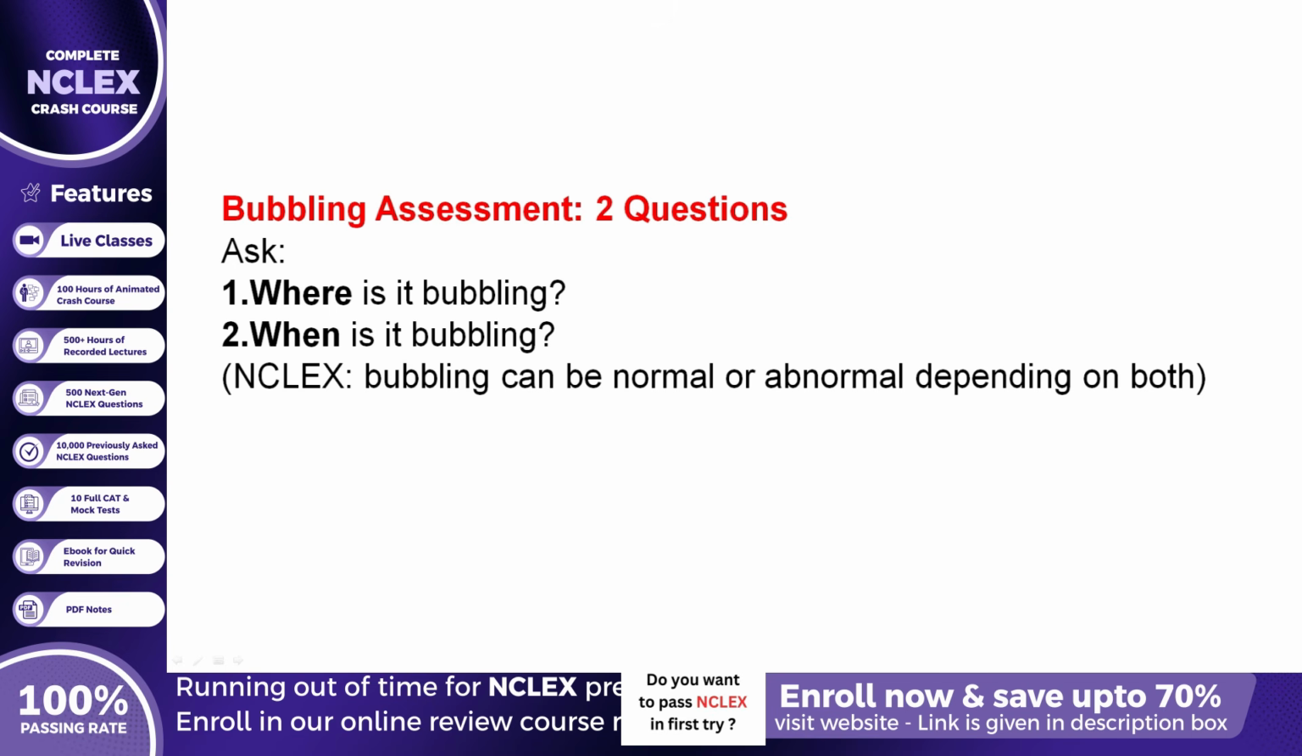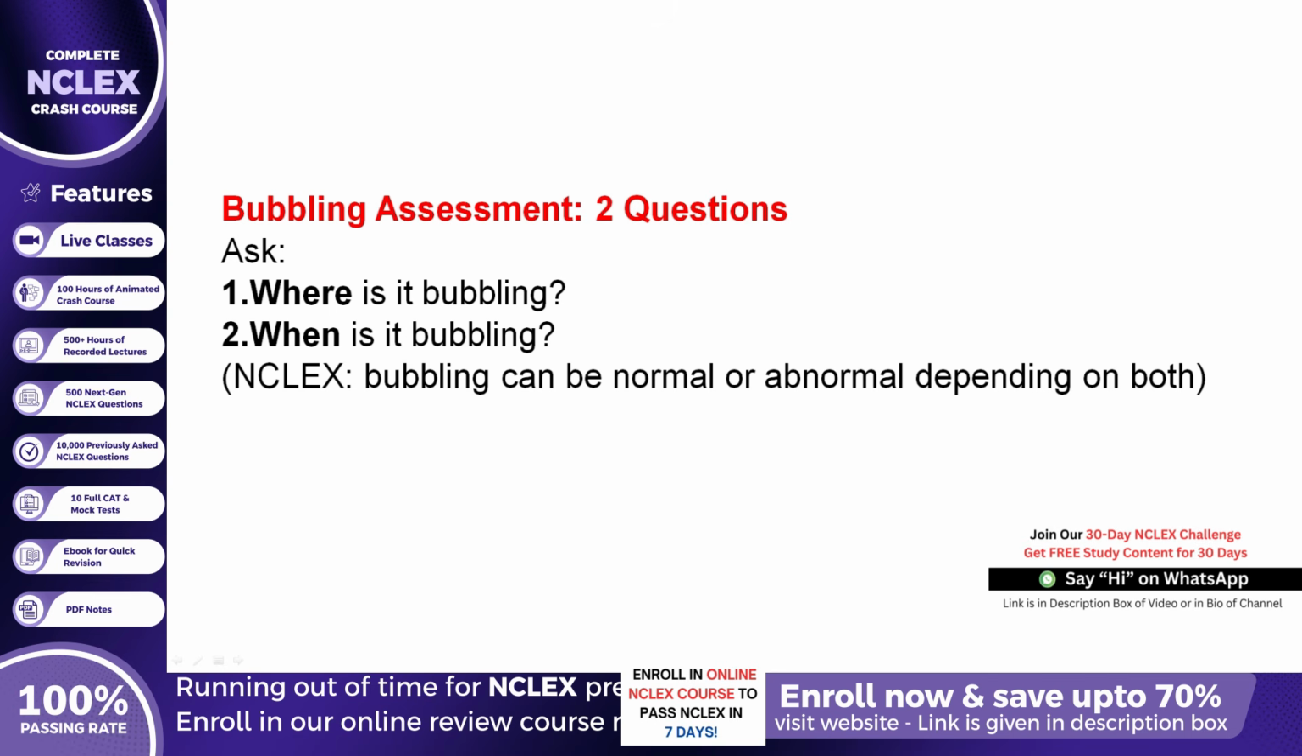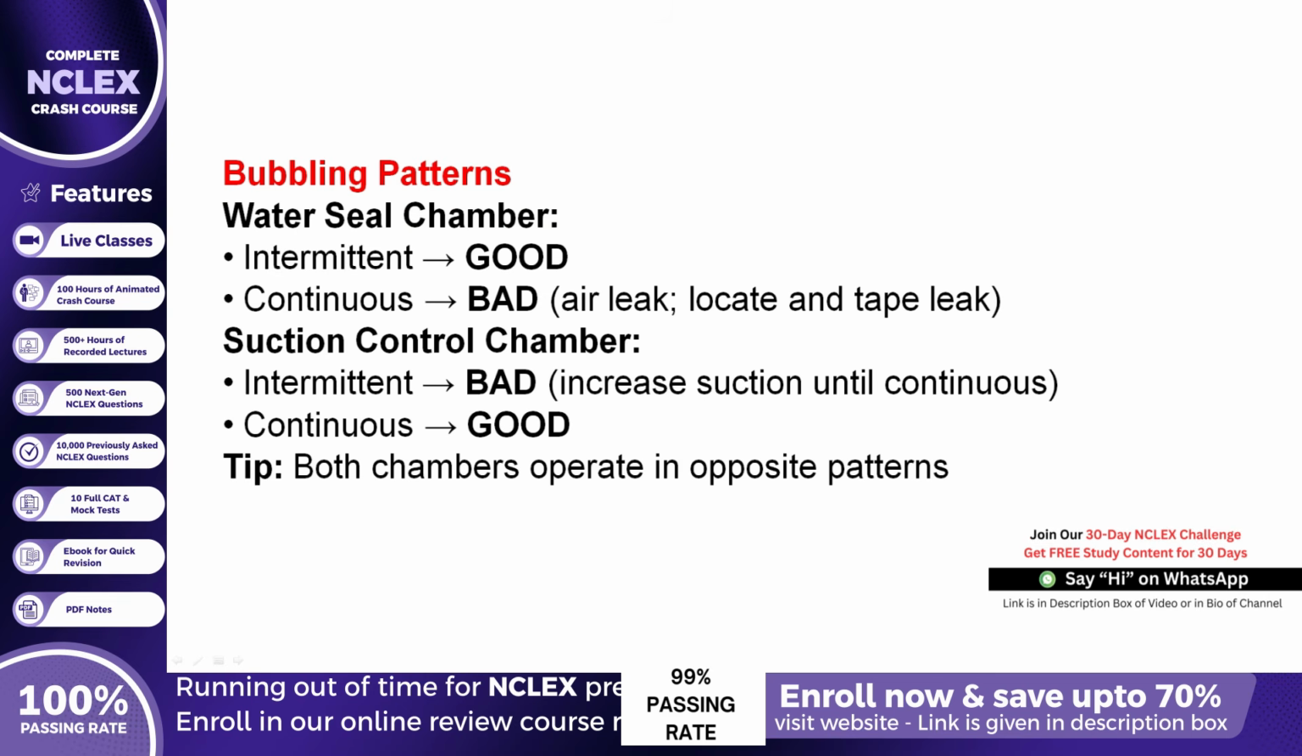Let us begin by looking at bubbling patterns, starting with the water seal chamber, where intermittent bubbling is considered good. As we continue, you will notice that continuous bubbling in the water seal chamber is bad because it indicates an air leak. And in that situation, we must locate and tape the leak. Now, moving into the suction control chamber, intermittent bubbling here is bad, and we need to increase the suction until the bubbling becomes continuous. In contrast, continuous bubbling in the suction control chamber is good and expected. And a simple tip to remember is that both chambers operate in opposite patterns.